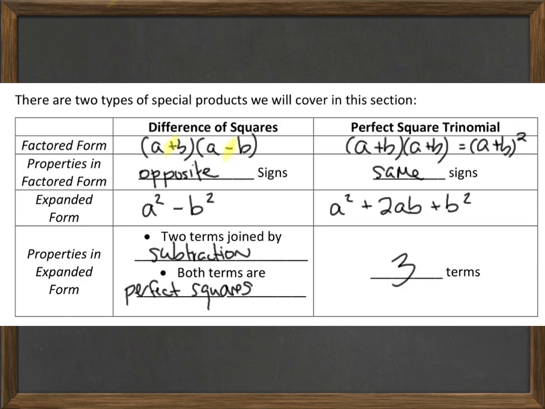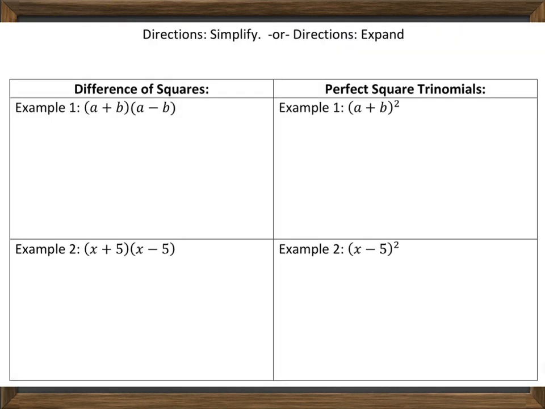So let's do a few examples and get more comfortable with these two types of special products. You can see in your notes that we have this table where we're comparing difference of squares with perfect square trinomials. Let's start with the first example, a plus b times a minus b. Again, we're already being told that this is a difference of two squares. However, if we were not told this, we would still be able to recognize the difference of squares because we have these opposite signs.